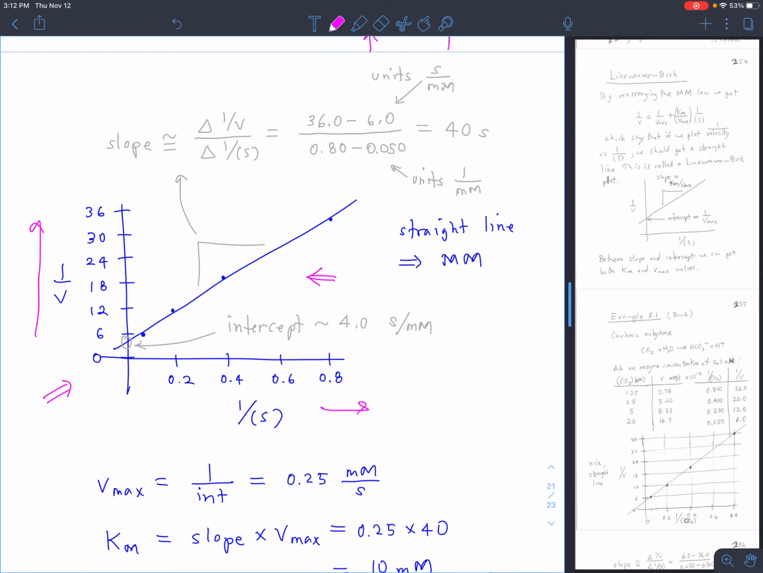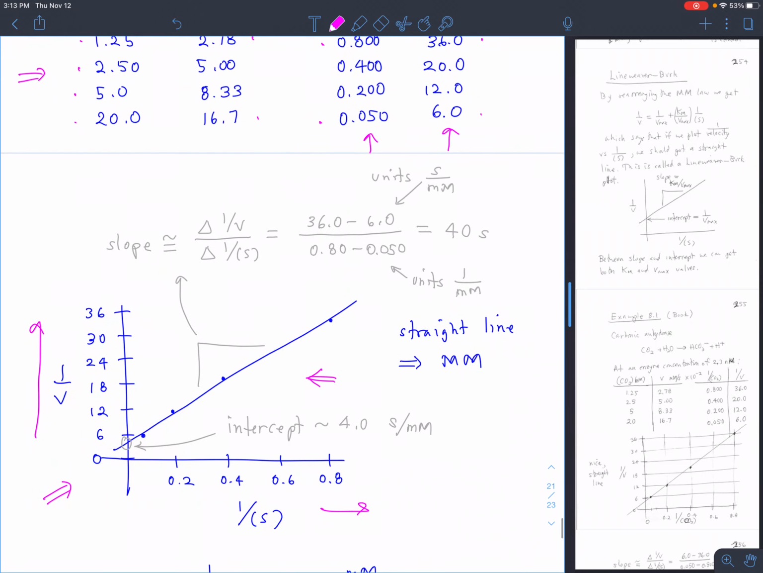There are other mechanisms that I think probably will give you a straight line with a Lineweaver-Burk plot. I'm actually not sure about that, but I wouldn't be surprised. So it isn't definite proof. Getting a straight line isn't definite proof that you do have Michaelis-Menten kinetics, but it is proof that it might be Michaelis-Menten kinetics. And if you get a curved line, then you know for sure you don't have Michaelis-Menten kinetics. All right, that being the case, we got our straight line.